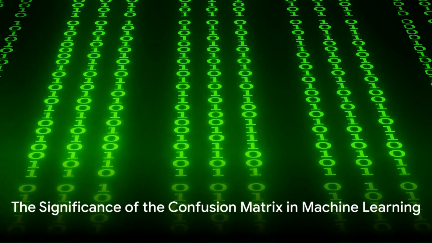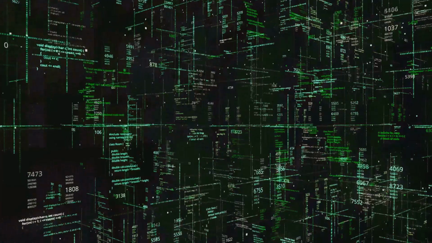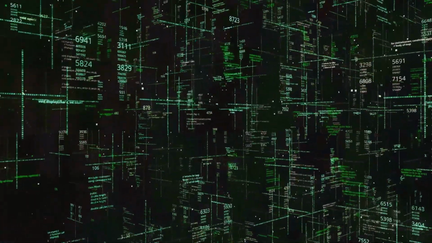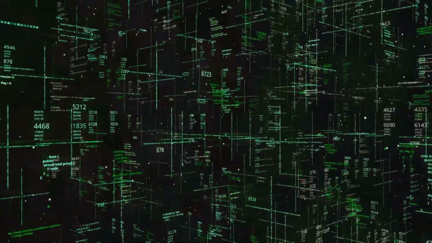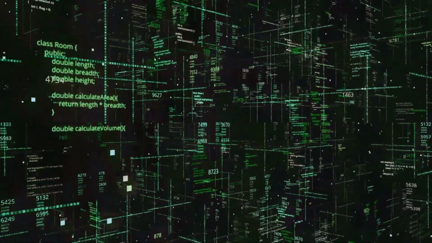Ever pondered why understanding the confusion matrix holds such importance in machine learning? Well, let's get this straight. The confusion matrix is a powerful tool, a cornerstone in the realm of machine learning and artificial intelligence, and here's why. The confusion matrix, also known as an error matrix, is a specific table layout that allows visualization of the performance of an algorithm, particularly in supervised learning.